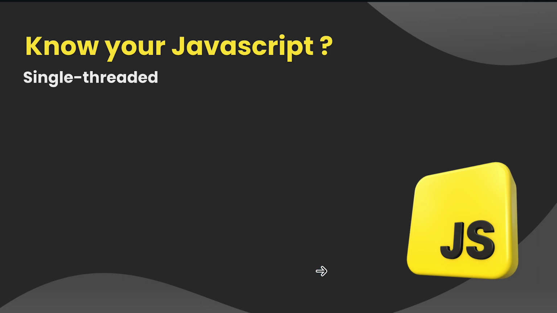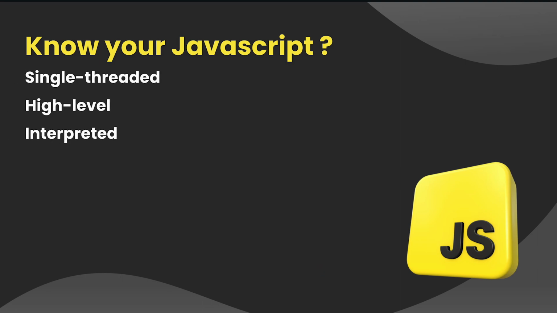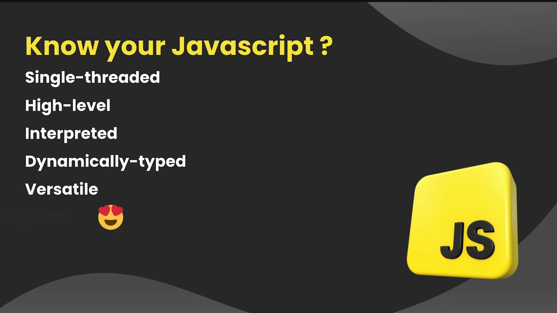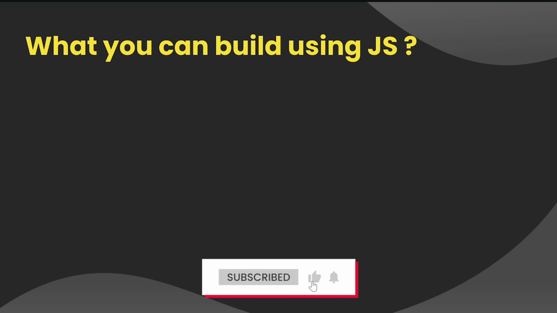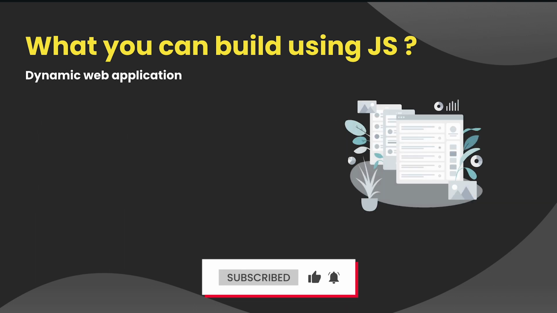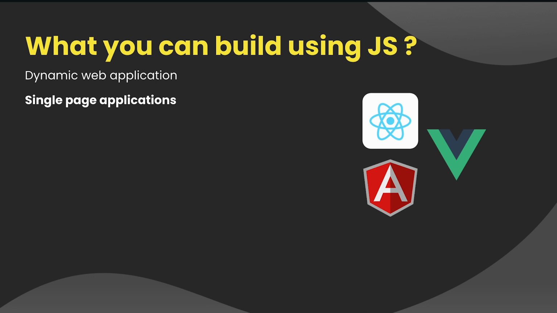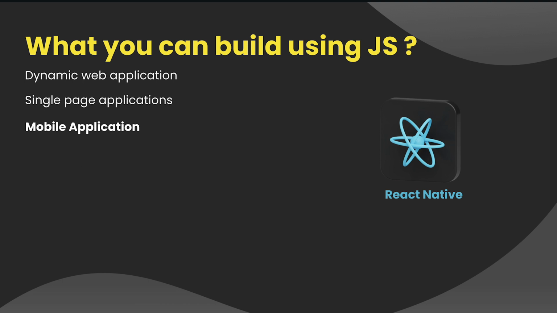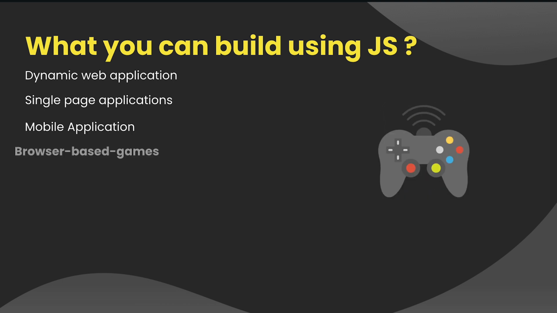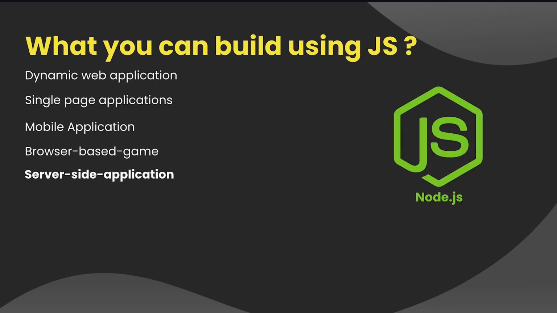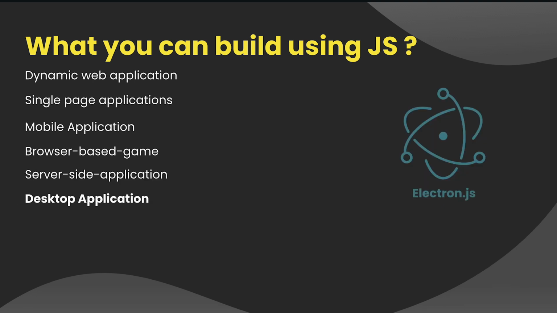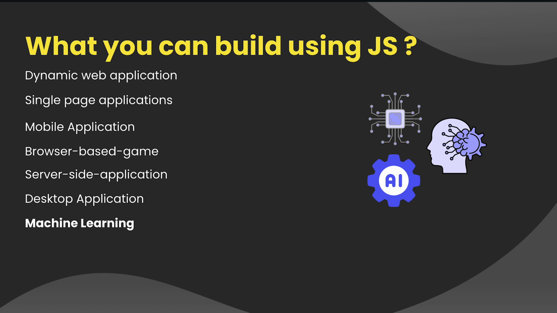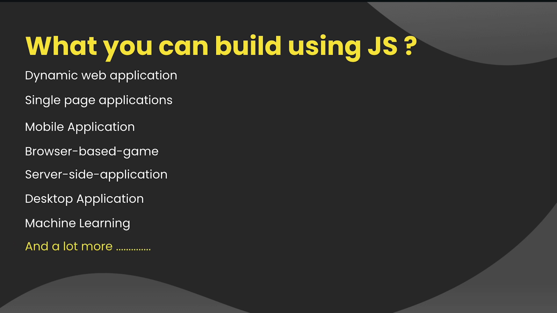JavaScript is a single-threaded, high-level, interpreted, dynamically typed, versatile, and very popular programming language out there. With the help of JavaScript, you can build dynamic web applications, single-page applications using tools like React, Angular, Vue, mobile applications using tools like React Native, browser-based games, server-side applications using Node.js, desktop applications using Electron.js, even machine learning models using tools like TensorFlow.js, and a lot more.